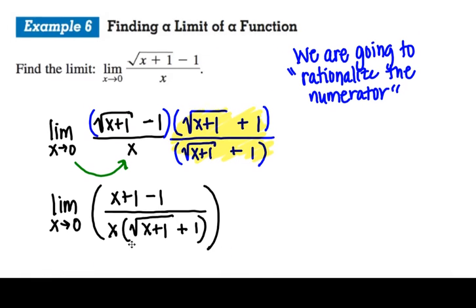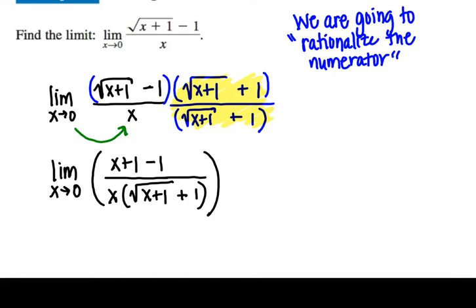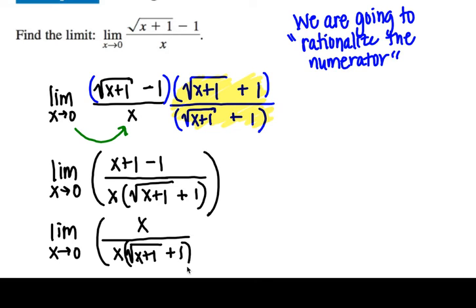Let me give myself just a little bit more room here. And the limit as x approaches 0 of x in the numerator over x times the quantity, the square root of x plus 1, plus 1. I'm going to do direct substitution, so I'm going to put a 0 in for x, a 0 in for x, and a 0 in for x.